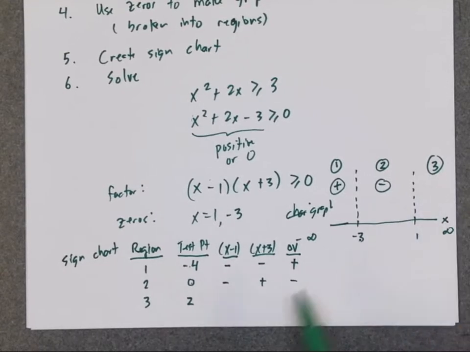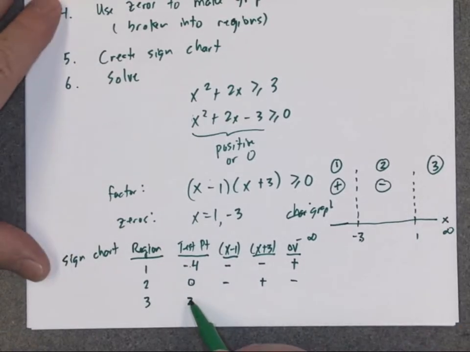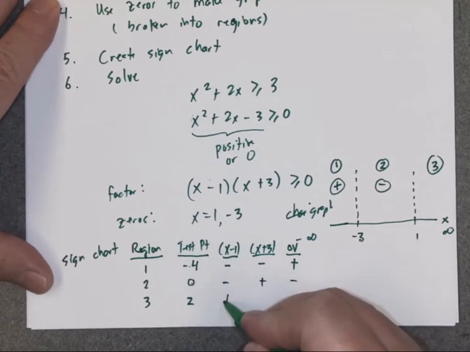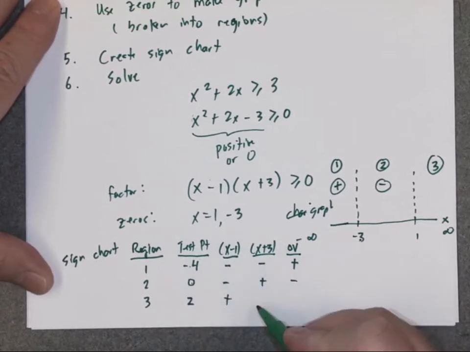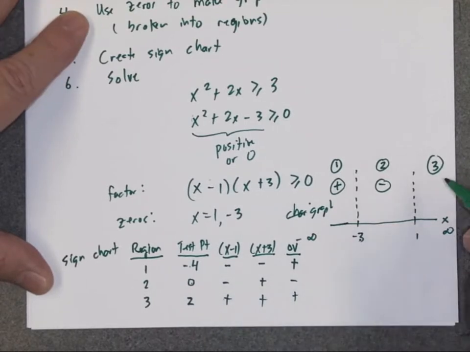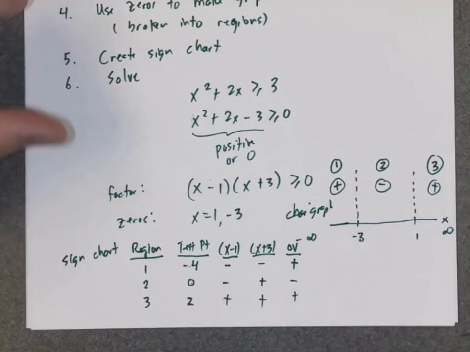Finally, region 3, my test point is 2. When I plug 2 into my first factor, it's positive. I plug 2 in here, it's positive. Two positives multiplied together is positive. Region 3 is a positive region.